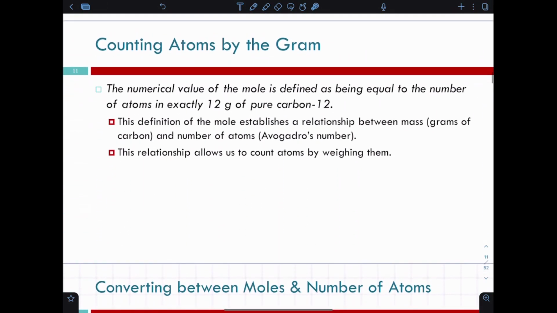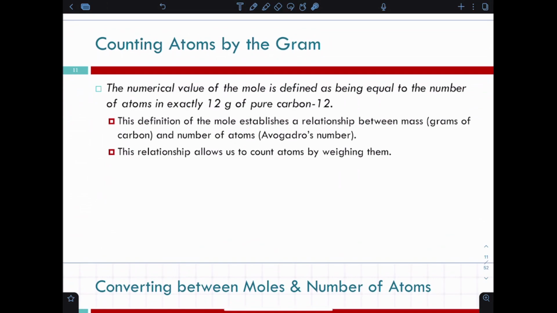So, the numerical value of the mole. How do we get this number? It's defined as being equal to the number of atoms in exactly 12 grams of pure carbon-12. So pure carbon-12, the carbon-12 here indicating the specific isotope of carbon. So carbon-12 has 6 protons and 6 neutrons.